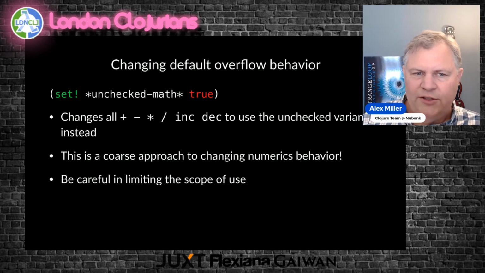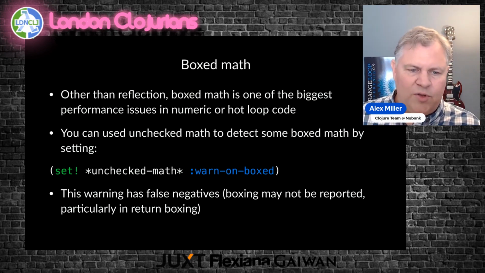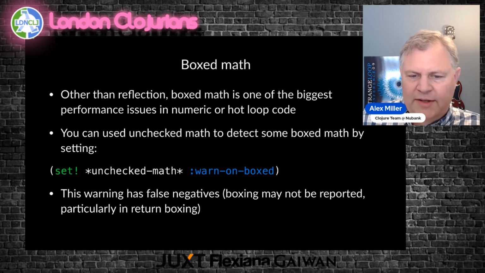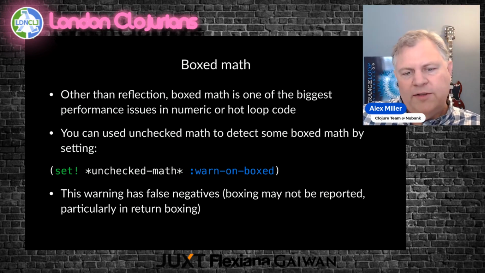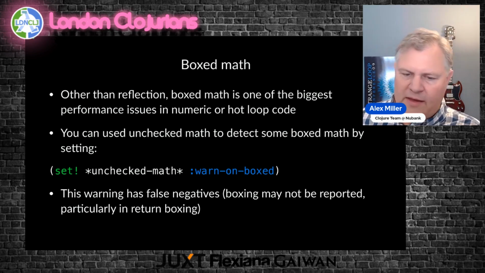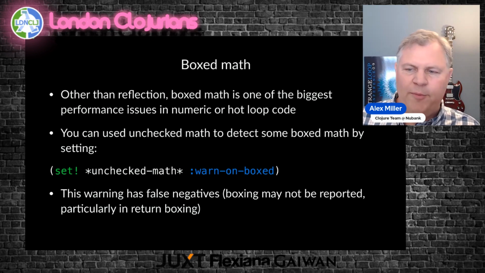And so if we went back to this slide, this says true here. True is a logically true value. If you set that to warn on boxed, that's a logically true value. You will still get the unchecked math operations. But in addition, you will also get warnings for some, but not all cases where boxed math is happening. So generally, it's a little bit of a dangerous thing to use here because it has both an effect and a set of warnings. This is something that might be an area where we could do better in the future. It was sort of expedient for, I'm using unchecked math, and also I want you to warn me if I don't get that somewhere.